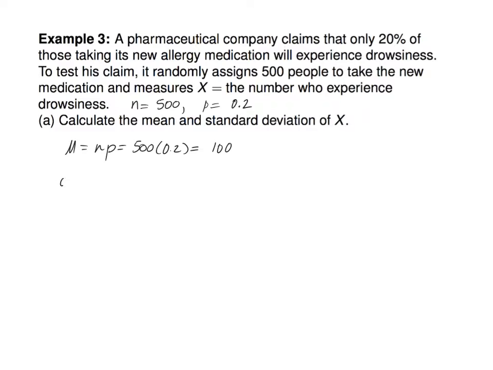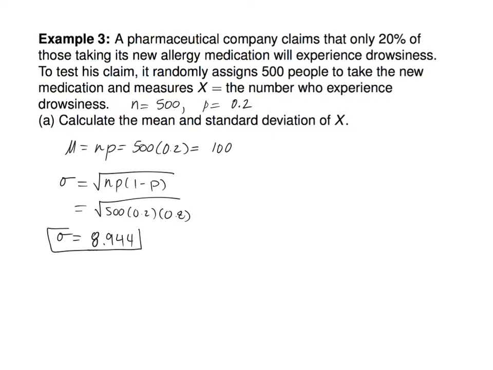Okay, so then the standard deviation is root NP(1 minus P), so root 500 times 0.2, what's 1 minus P? 0.8, great. So that's the square root of, well, I don't know what it's the root of, but I know what it comes out to be. Did anybody get it? It's 8.944. Good, 8.944, that's what I got. Awesome. Okay.